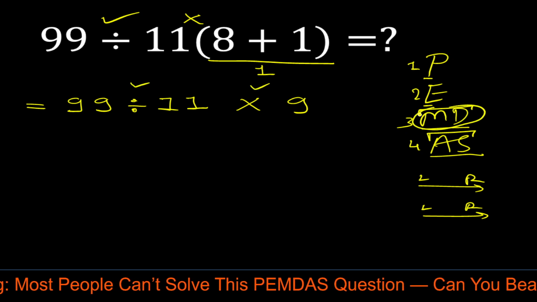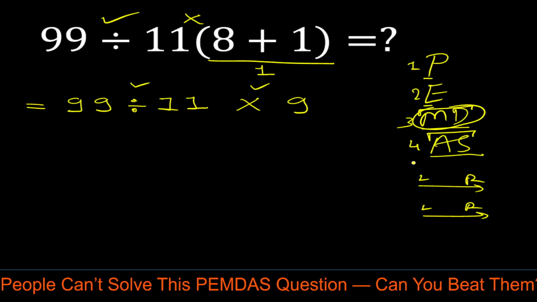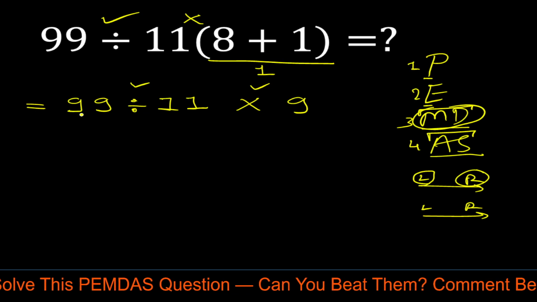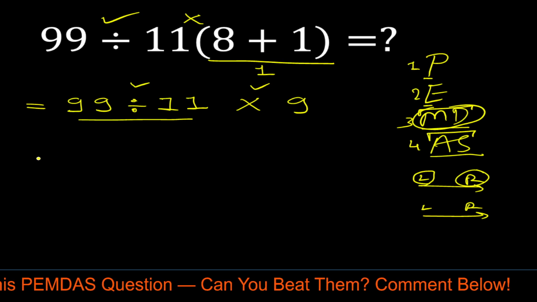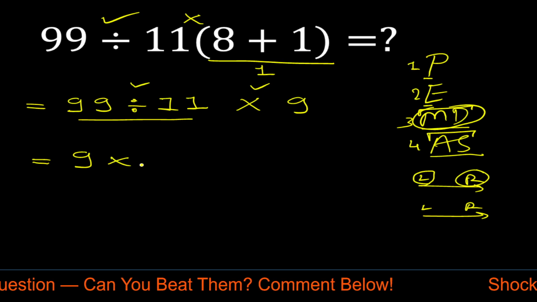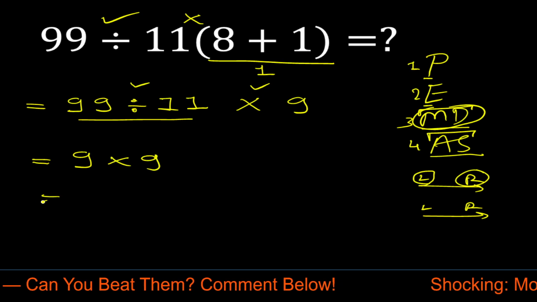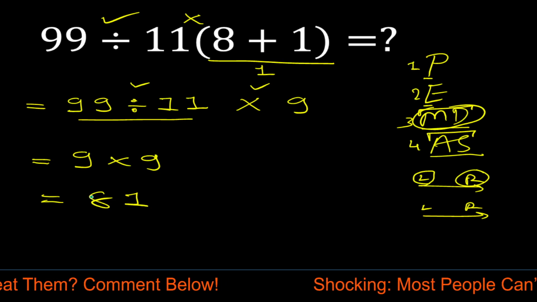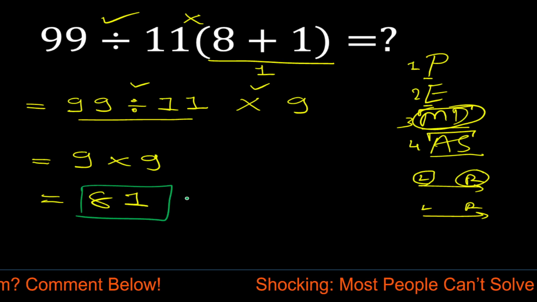So multiplication and division both have equal priority. So we have to solve it from left to right. So first we have to solve this division, right? So 99 divided by 11 is equal to 9 times 9. So 9 times 9 is equal to 81, right? So the correct answer is 81.